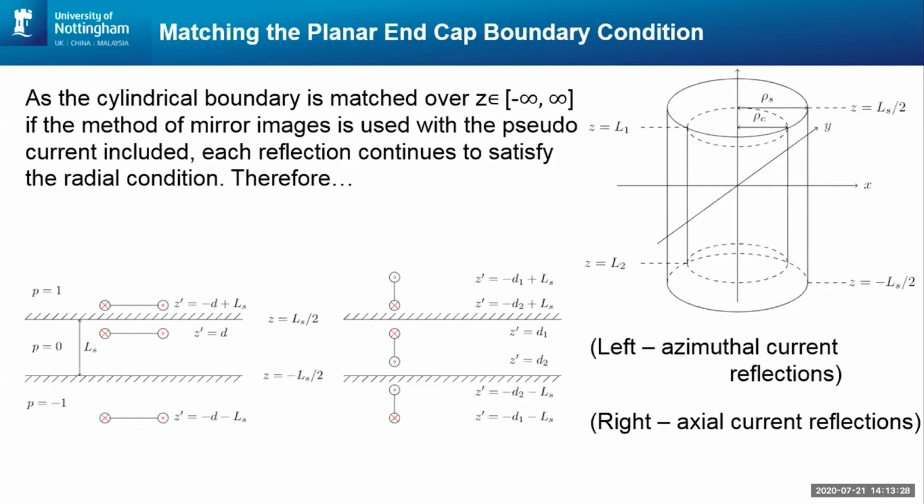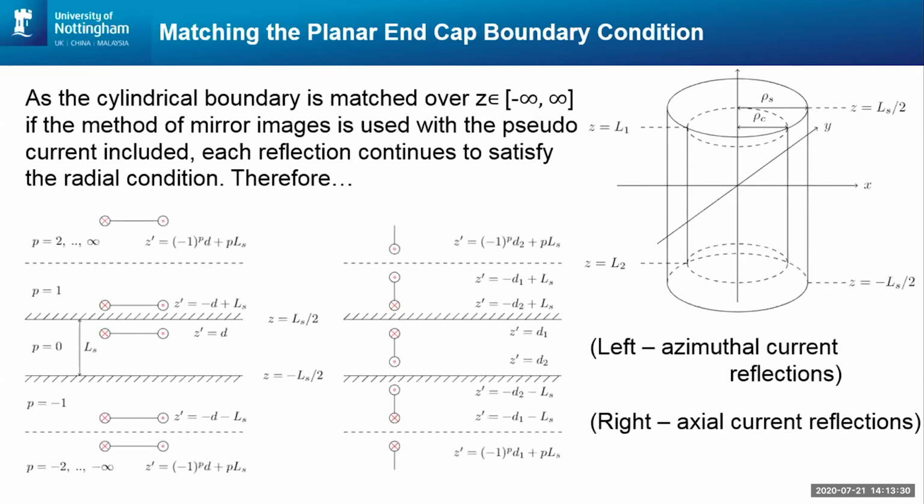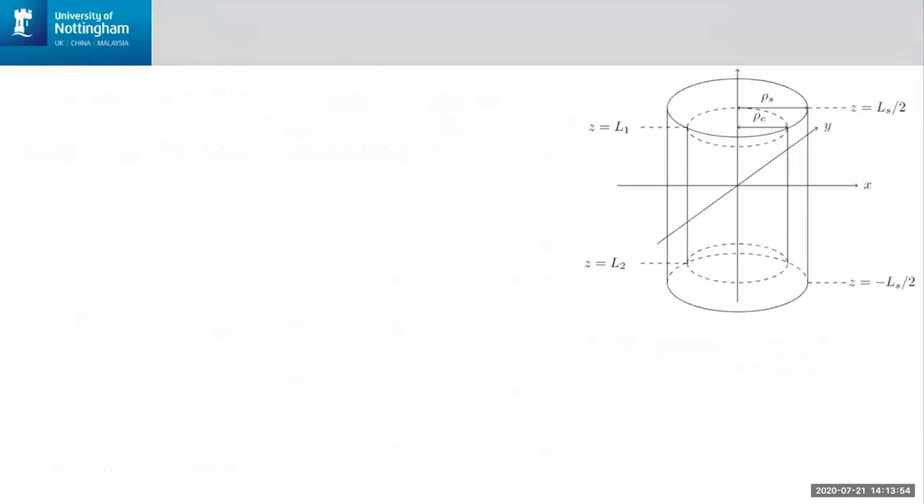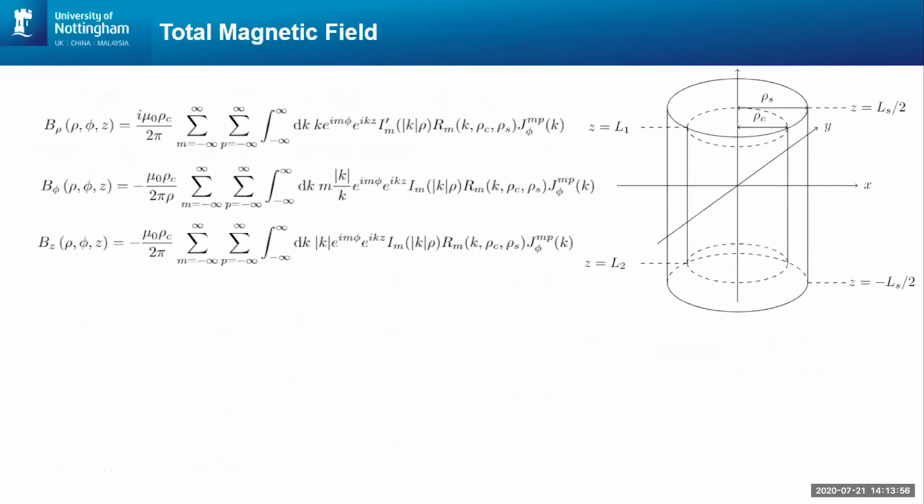So what that's going to mean is that we're going to end up with this infinite set of reflections where every odd current density is flip reversed in the z direction, and then every even one has the same current flow as the initial current source. And using these two methods of matching the boundary condition, that's going to allow us to write down an expression for the total magnetic field of our system, incorporating the finite length high permeability cylinder.